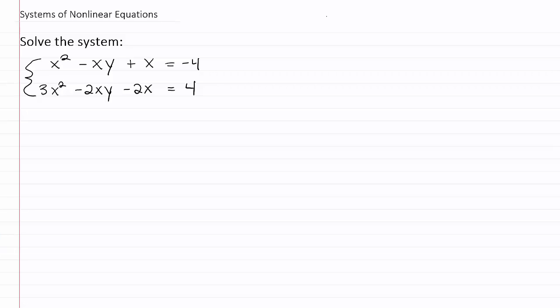Solve the system. All right, so this system of nonlinear equations has this xy term, which is kind of a little uncomfortable to work with. So what we want to do is eliminate it. We'll use elimination to get rid of it and then see what happens after that.